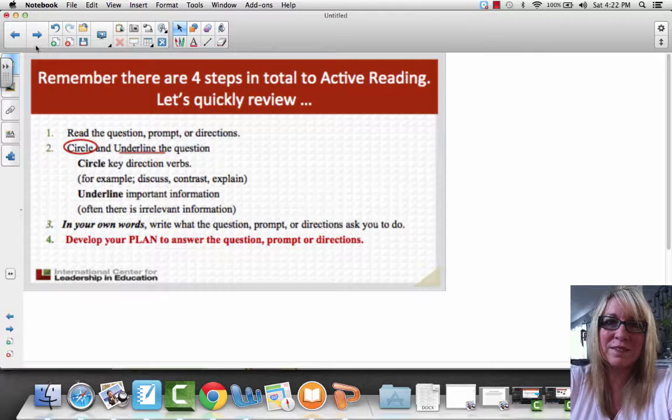Remember, there are 4 steps in total to active reading. The first one is to read the question, prompt, or directions. The second is to circle key direction verbs, such as discuss, contrast, or explain. You're going to underline all important information that would be relevant in answering the question. Next, you're going to, in your own words, rewrite the question, prompt, or directions so that you know what you are being asked to do. It will give you a focus. Develop your plan to answer the questions, prompt, or directions using the template provided.